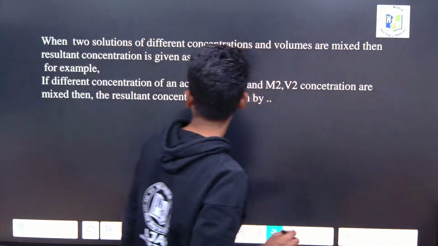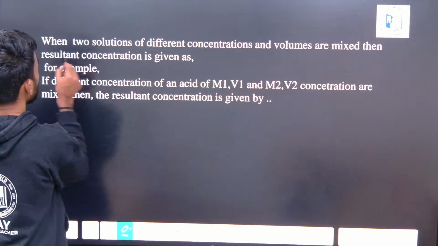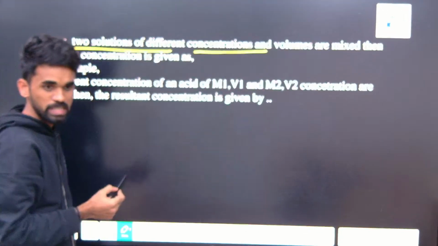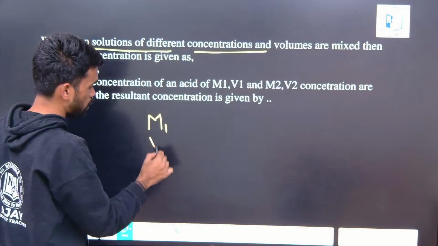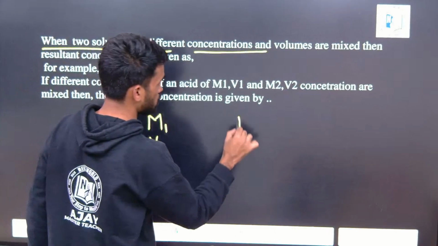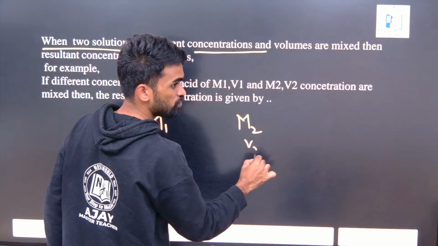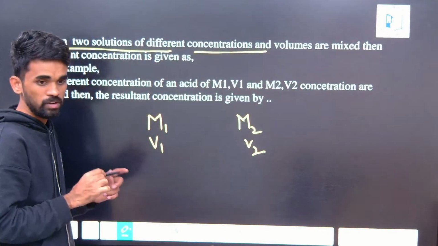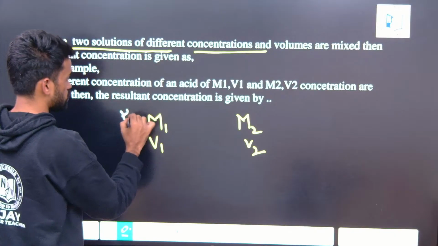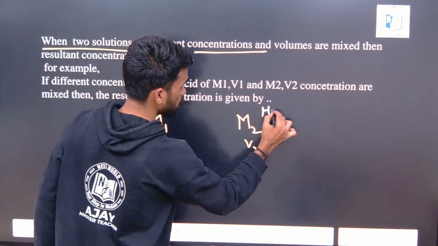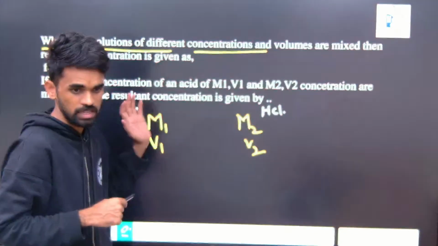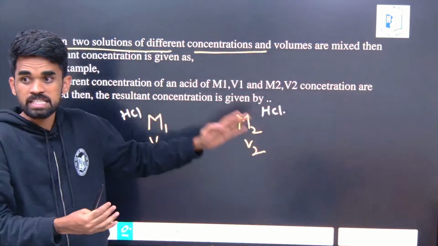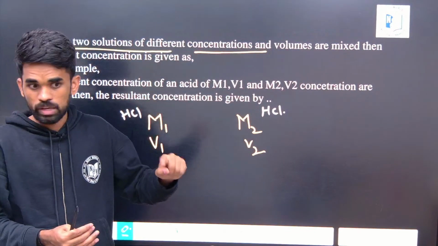Next. Now what we are going to discuss is when two solutions of different concentrations are mixed. I have a solution with concentration M1 and volume V1, and another solution with concentration M2 and volume V2. Both solutions are of the same type. For example, both are HCl, acid solutions. Let us consider HCl. What I am saying is both are of similar nature, either both acids or both bases.